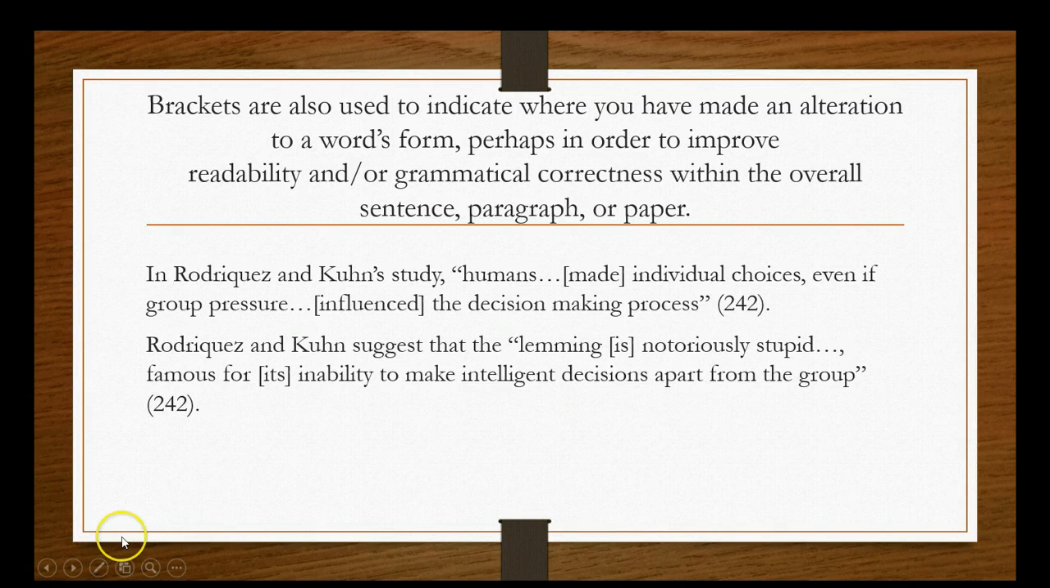They did the same thing here. They put is in there, but they bracketed it to make sure that the reader knows that the writer changed that for their own purpose.